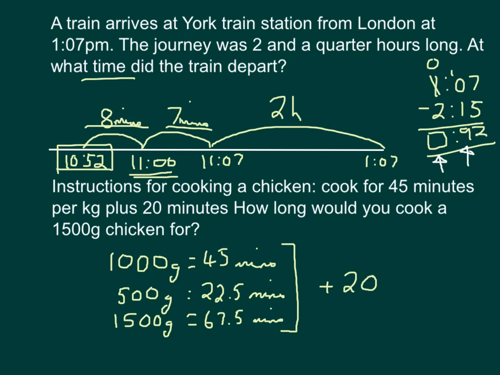So I already know for 1,000 grams I would need to cook it for 45 minutes, add 20 minutes. So for 1,500 gram chicken I need an extra 500 grams, which is an extra 22.5 minutes cooking time. So in total, I would need 67.5 minutes plus the 20 minutes extra. So if I add that together, I would have 87.5 minutes. Now we know that 60 minutes, of course, is an hour, so that'll be 1 hour, 27 minutes and a half. Now, of course, a half, 0.5, in time would be half of a minute, 30 seconds. And of course, if I like my chicken slightly crispier, maybe I'd cook it for 1 hour and 28.